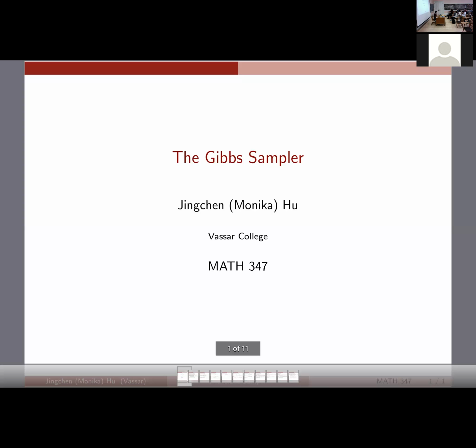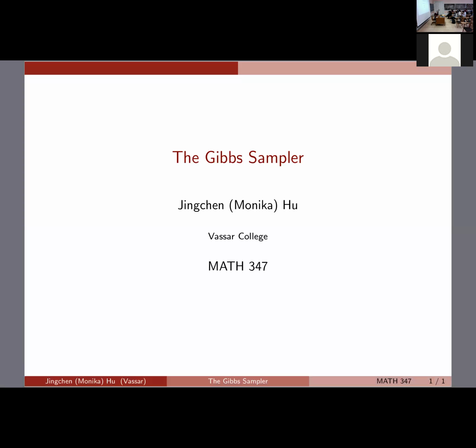Okay, so the Gibbs sampler is one useful technique. It's one of the MCMC methods. We talked about MCMC a little bit in the past, but not a whole lot, so maybe I'll give you some intro.